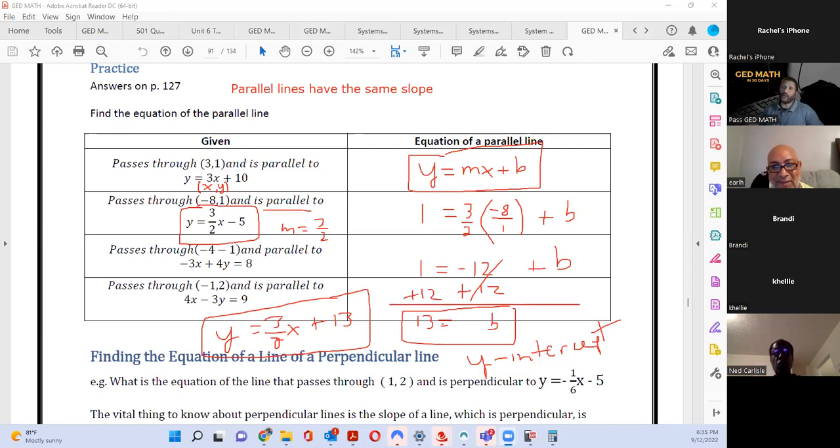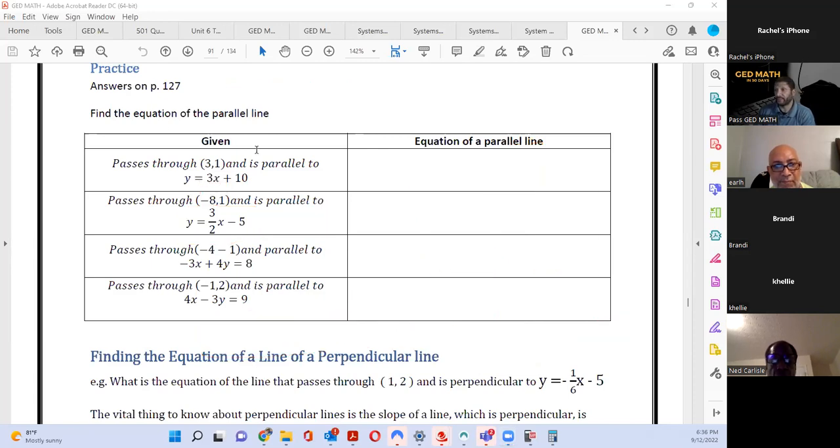Now, they usually give you one or the other. So let's try perpendicular. First of all, let me just say this. Does anybody have any questions? Something they don't understand on this type of problem? Because you're going to get one of these. Either they're going to ask you for the equation of the parallel line, or they're going to ask you for the equation of perpendicular line. They're probably going to give you one. Okay, so let's try perpendicular.